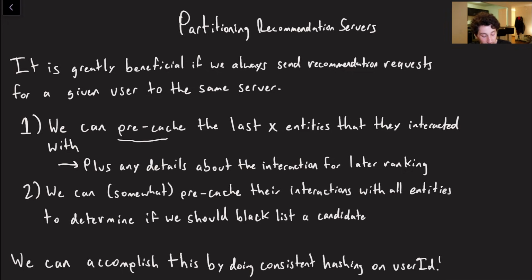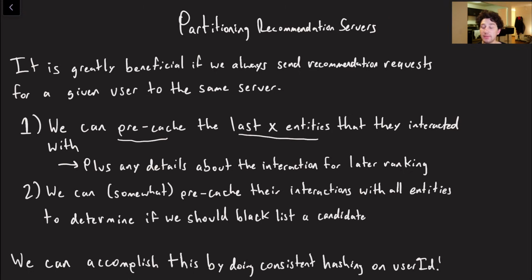First off, we can do quite a bit of pre-caching of the last X entities that I've seen. So, if I know that server A is always going to be handling my recommendation requests, server A can actually preload every single video that I watch as I watch it. And that way, it doesn't actually have to go to a database and fetch them every time I ask for new recommendations. Cool. And in addition to that, it can keep some details about what I did while I was watching them as well, whether I liked, whether I commented, whether I disliked, how long I was watching, details like those. Cool. And then another thing that we can do is that we can actually potentially pre-cache my interactions with all historic entities, right?